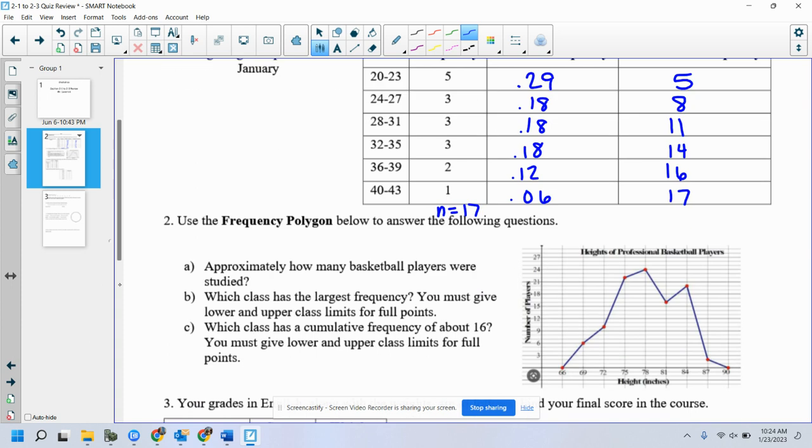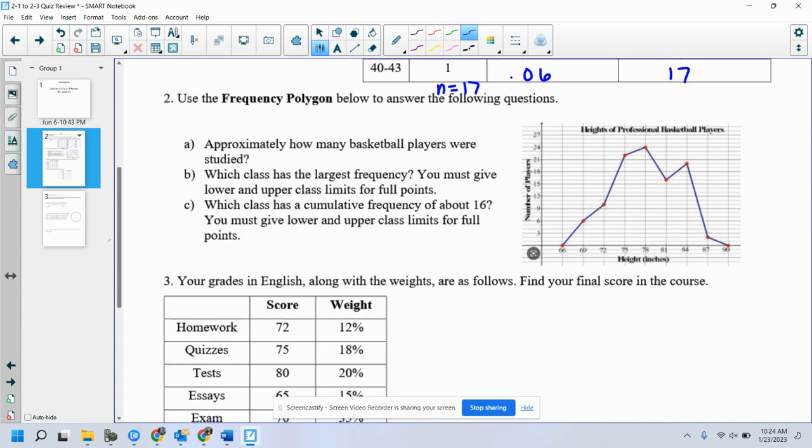Bueno. Now, the weird part about using a frequency polygon is finding the class of whatever it's asking you, right? Because what are these here? These are the what? They're the midpoints, right? The midpoints of the class.